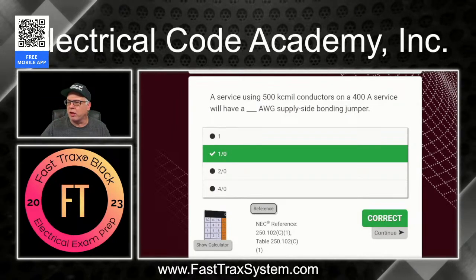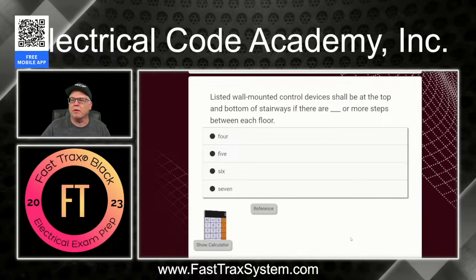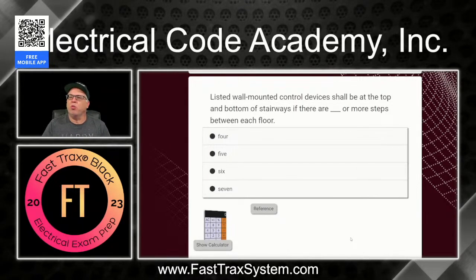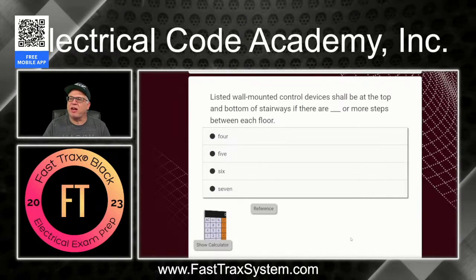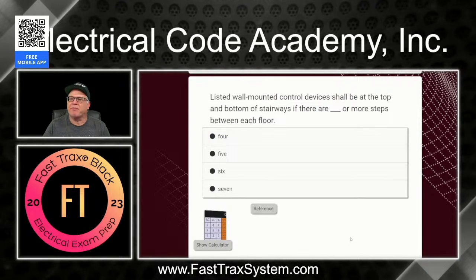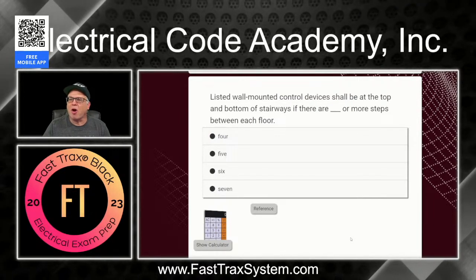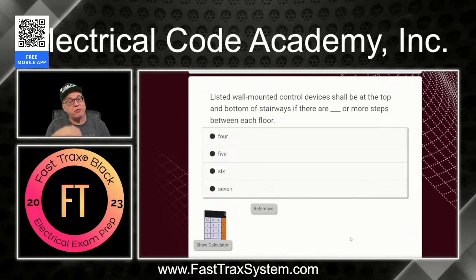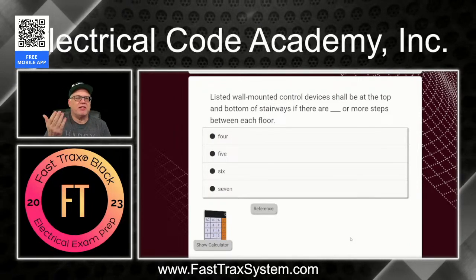Let's go on to the next one. Let's do another one. All right. Listed wall-mounted control devices shall be at the top and bottom of the stairways if there are blank or more steps between each floor. Okay, so this makes sense, right?